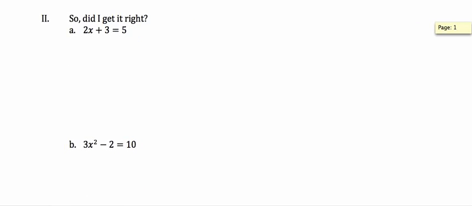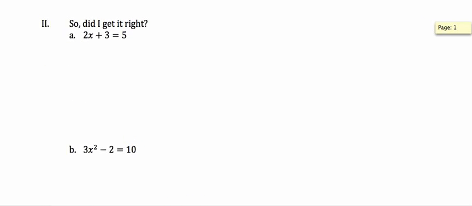So, let me ask you a couple questions here. If I told you that the solution to this first one was x equals 2, how would you know if I was right or not? What would you do? Figure it out. I want you to pause and figure out if this solution is right or wrong.